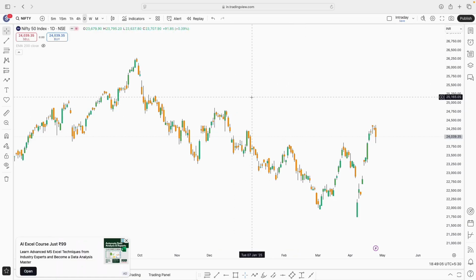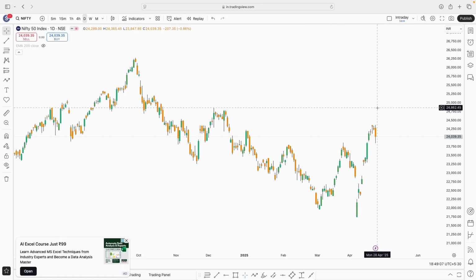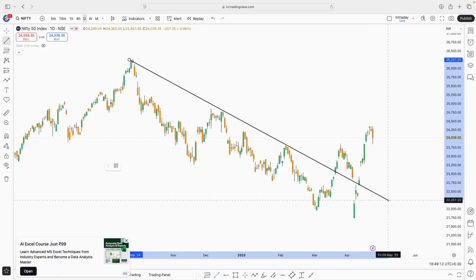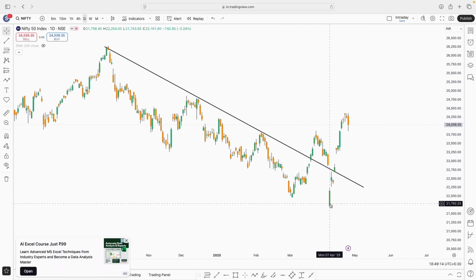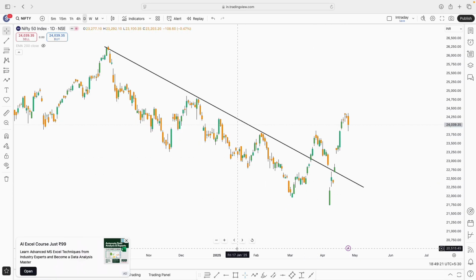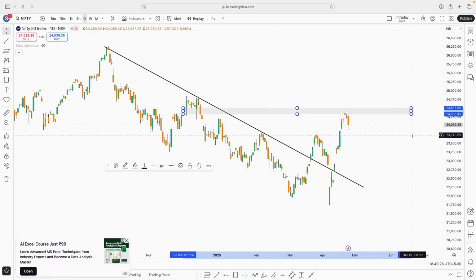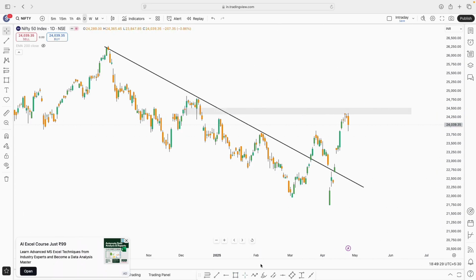So we are looking at the Nifty daily chart. If we look at the chart over here, we can see that Nifty has given a clear breakout, and over a period of a couple of weeks Nifty has moved in an upward trajectory. But in the last couple of days we can see that Nifty is giving a rejection around the 24,500 level. So let me just mark that level. From the 24,500 level we can see that Nifty is giving a rejection.